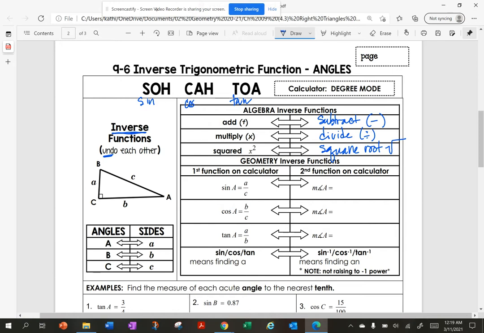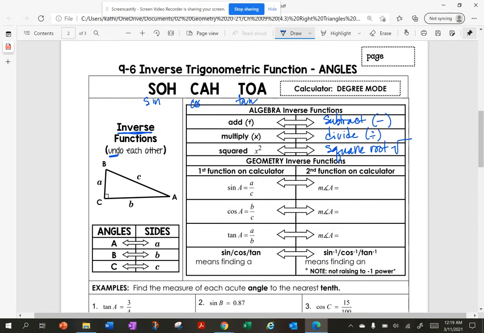Okay, so in geometry, let's take a look at our triangle. Our sides are across from our angles. So angle A and side A are across from each other. Angle B and side B. And angle C and side C. Angles are vertices, are points, are capital letters. Sides are lowercase letters.